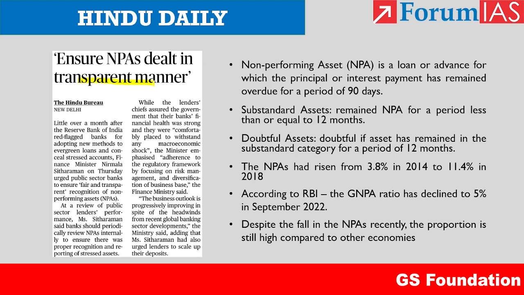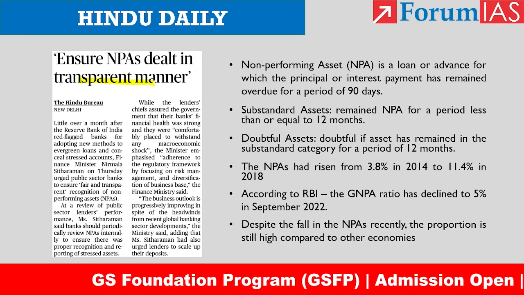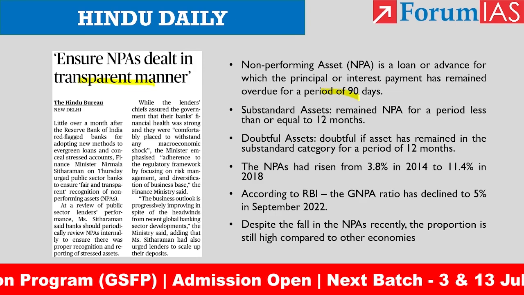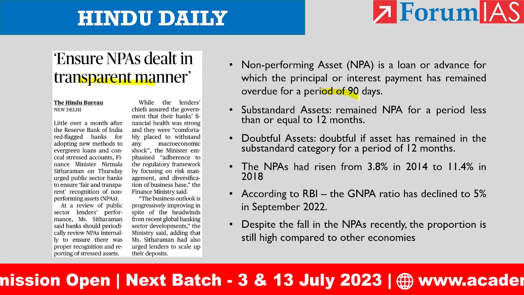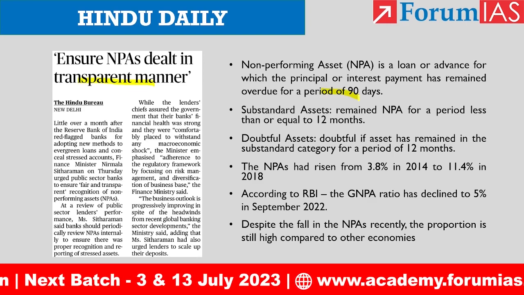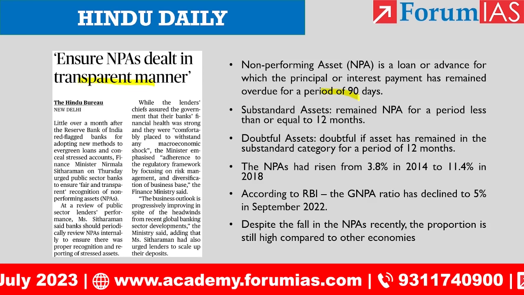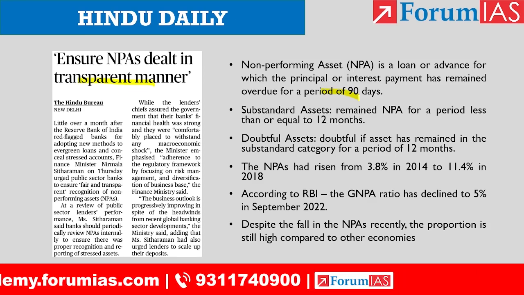See, a non-performing asset is a loan or advance for which the principal or interest payment has remained overdue for a period of 90 days. That is, if the bank doesn't get the principal back within 90 days of the said date, or if the interest payment has not been paid for more than 90 days, then such a loan falls under the NPA category. Banks are required to classify NPAs further into three types.